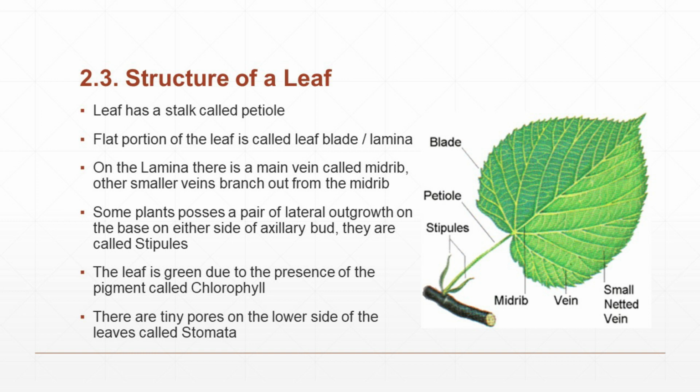The green color of the leaf is due to the presence of a green colored pigment called chlorophyll. Due to the presence of chlorophyll, the leaves are green in color. One more thing, on the lower side of the leaf, there are tiny pores or openings known as stomata. The stomata are responsible for respiration and transpiration. That's all about the leaf.